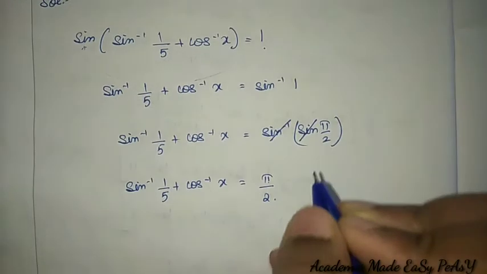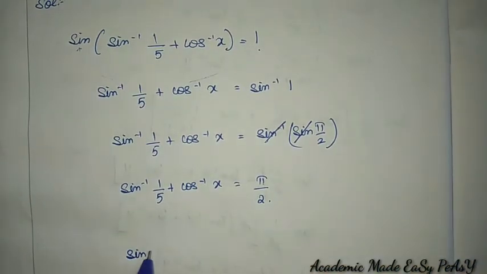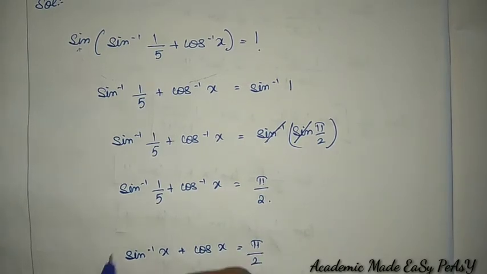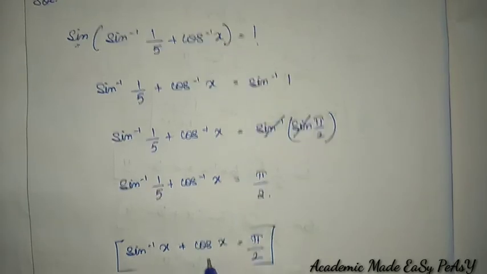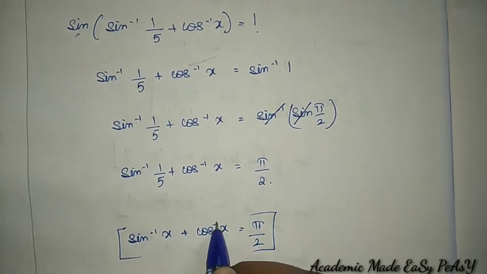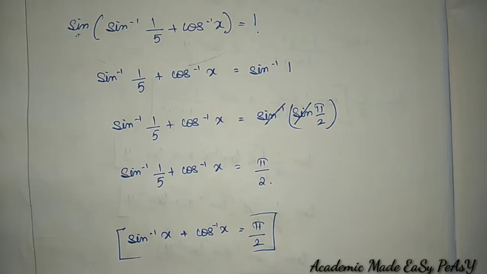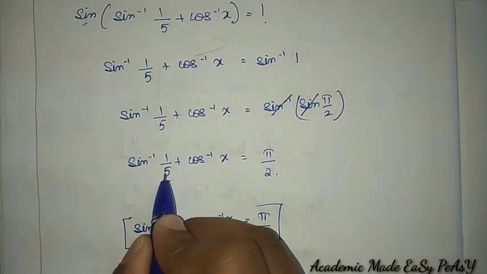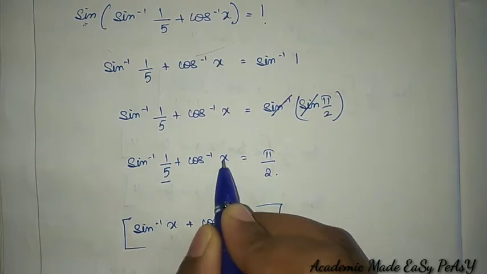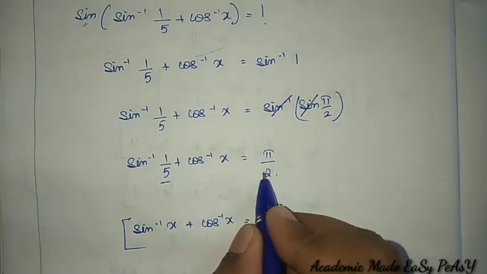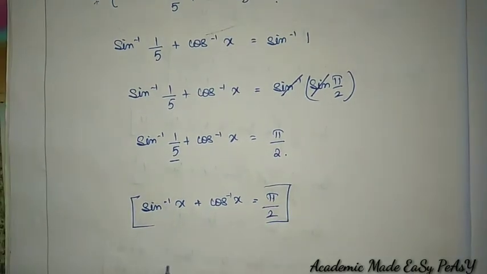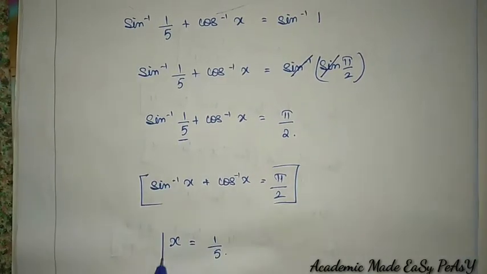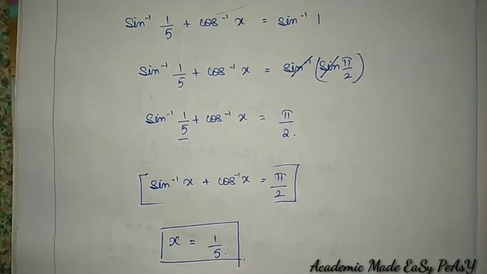Now we have already learnt the formula: sine inverse x plus cos inverse x is equal to pi by 2. Here, if the x value is the same for sine inverse and cos inverse, only then it is pi by 2. So if sine is 1 by 5, cos also should be 1 by 5. So then only we will have pi by 2. Therefore the x value is 1 by 5. So this is the answer.